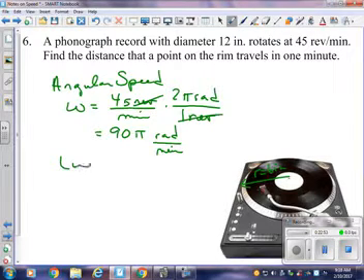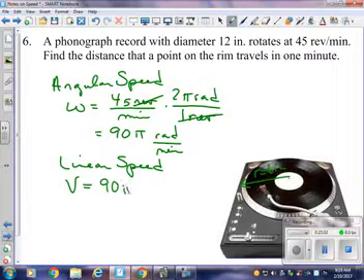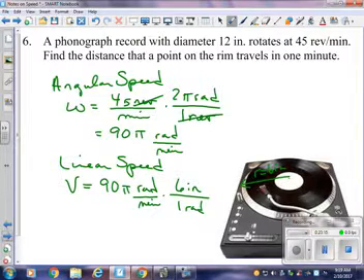Now we're going to find our linear speed. So velocity is equal to that number, 90 pi radians over minutes. We're going to multiply it by 1 radian over the radius, which is why I keep stressing for you to write the radius down, because you've got to plug in the radius of 6. And so we'll do 90 times pi times 6. Because our radians are going to cancel, it's going to give us inches per minute.